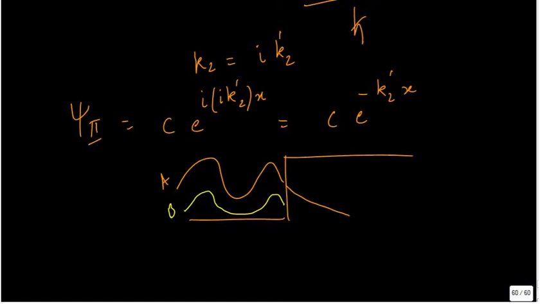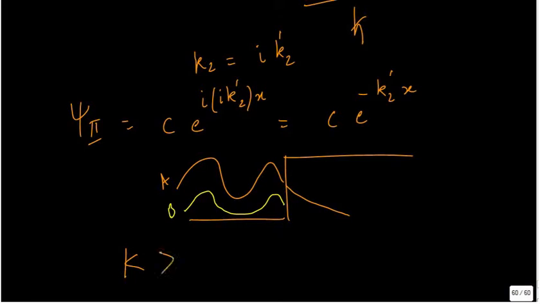Right? There's no transmission. Another thing that I wish to mention over here, if you look at this wave equation, it's e to the power minus k2 prime x. If we go back to our first lecture where I said that we had these three solutions, k equals 0, k less than 0 and k greater than 0, and I said k greater than 0 is a subset of k less than 0.